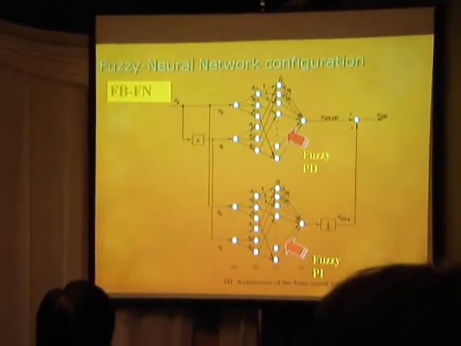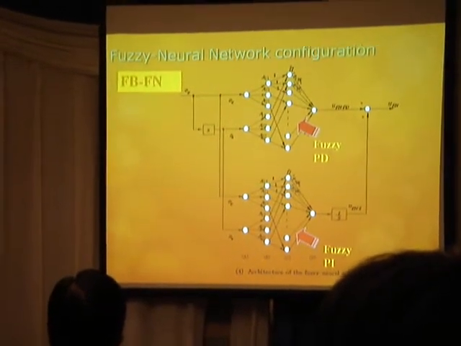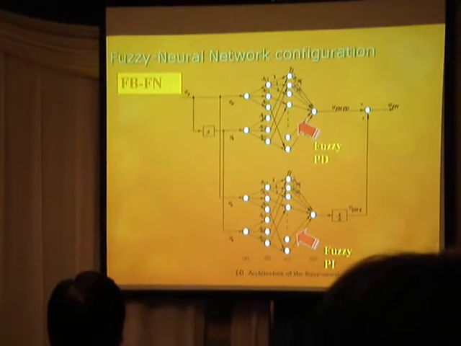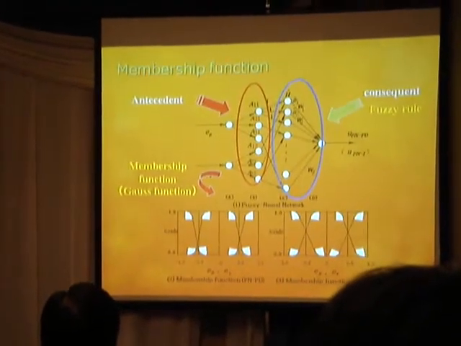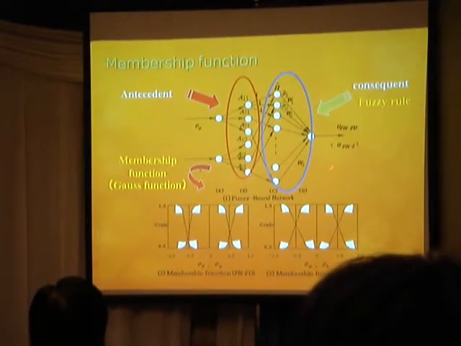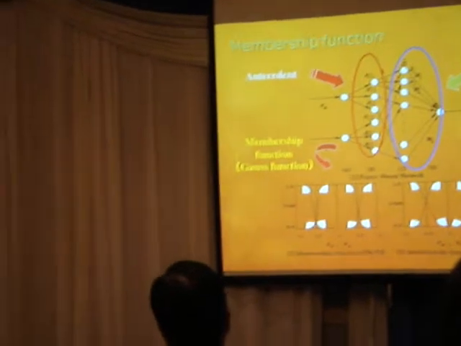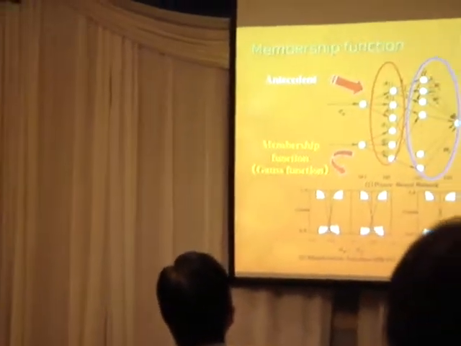This is the fuzzy neural network configuration. The fuzzy neural network consists of fuzzy PD and fuzzy PI. It has 2 inputs, 1 output, and 4 layers. The fuzzy neural network applies a membership function in the antecedent, and in the consequent, it applies the fuzzy rule.